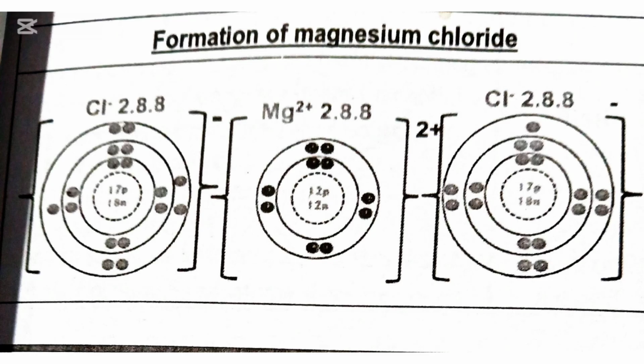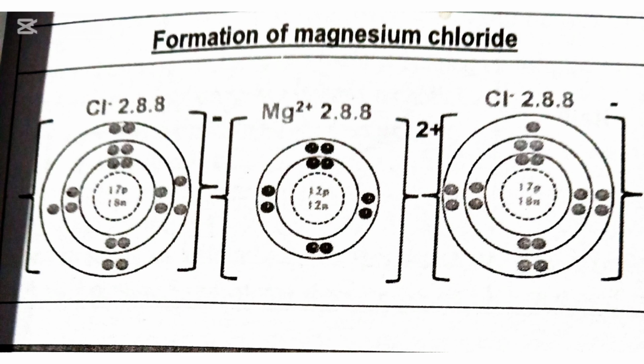Now, formation of magnesium chloride. Magnesium is a metal, chlorine is a nonmetal. So the two can form an ionic bond. Let me start with magnesium. It loses 2 electrons to attain a stable structure of 2.8.8, while chlorine, which has 2.8.7, gains an electron, and another chlorine atom gains an electron, so that we have them having a stable structure of 2.8.8.